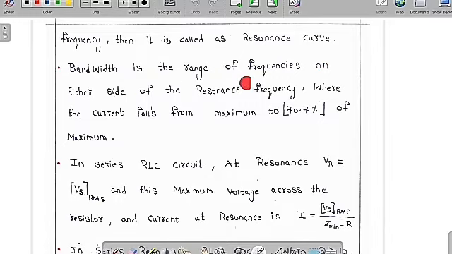Bandwidth is the range of frequencies on either side of the resonance frequency where the current falls from the maximum to 70.7% of the maximum. Basically the bandwidth is on both sides of the resonance frequency where the current reaches 1 by root 2 times the maximum value, or we can also say that 50% of the power is dissipated. So at those points in the bandwidth, the current will be 1 by root 2 times the maximum, or 70.7% of the maximum current. At those points only we are going to get half of the maximum power.